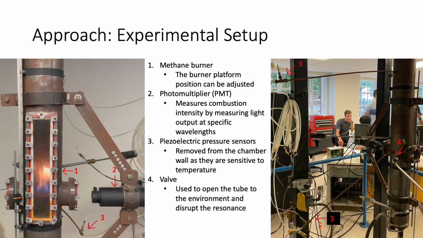Here is the experimental setup. You can see two pictures of the experimental setup, and the different components are marked on the pictures in red. The first component is the methane burner itself. The burner platform position can be adjusted, and we did this for parts of our experiment.